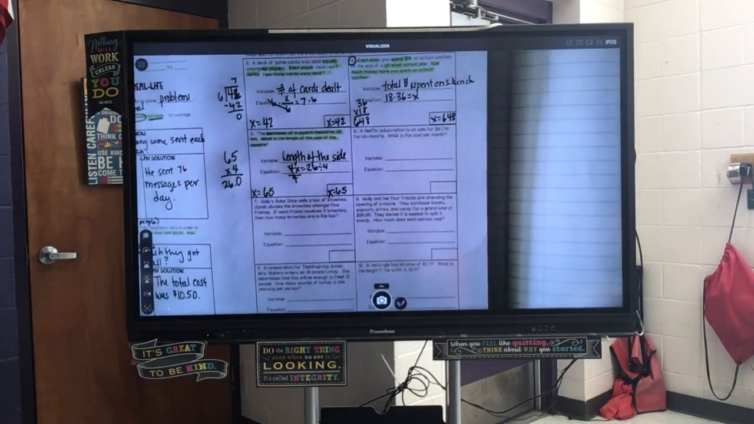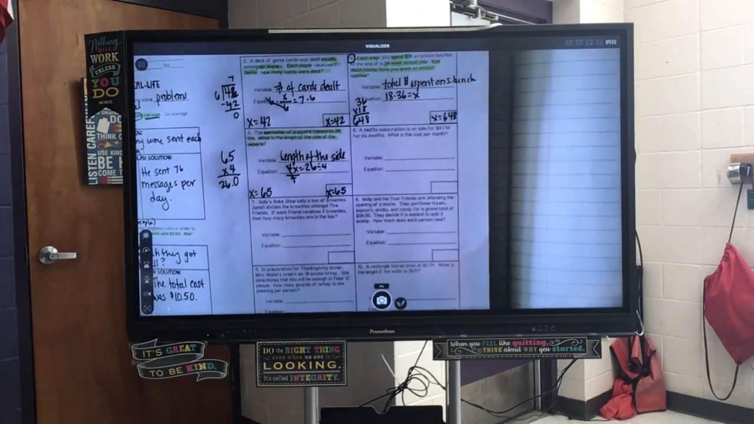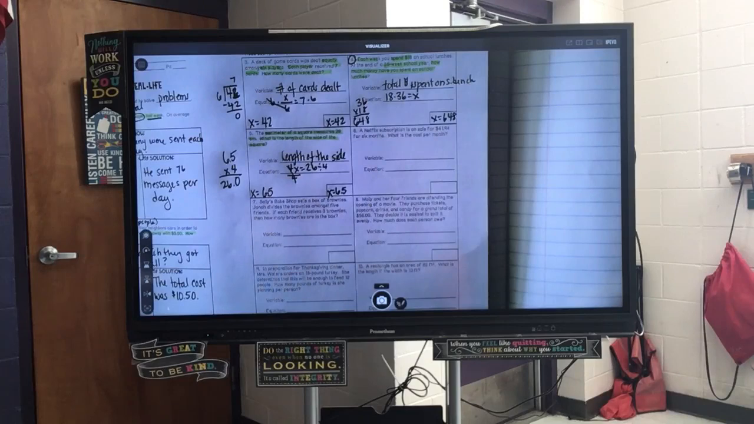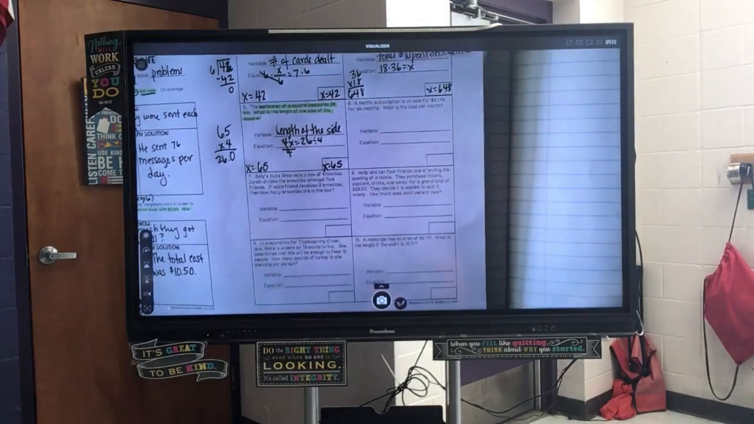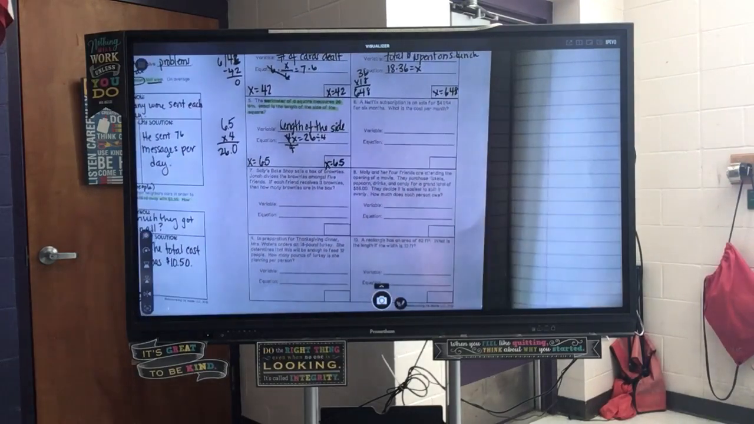6, 7, 8, 9, and 10. I will let you know that the variable is not the answer in any of those. It's going to be either something times x or something divided by x equals a number. You are working together on 6, 7, 8, 9, and 10. We are going to go over them in 10 minutes. It's not a lot of time, so make sure you are working together. If you get stuck, raise your hand or come ask for help. Okay, 10 minutes, go.